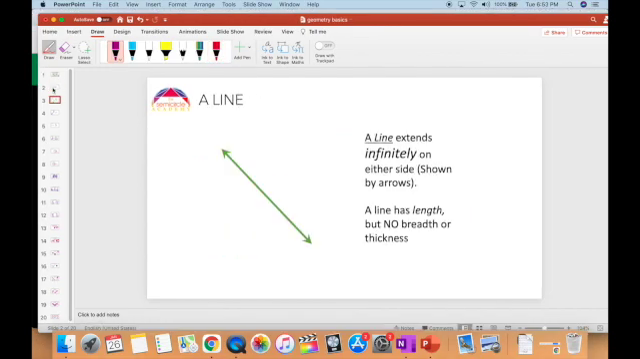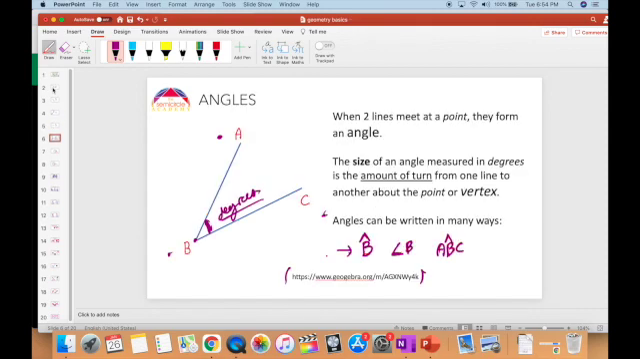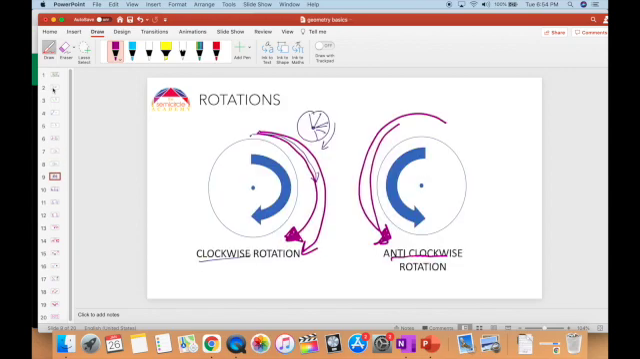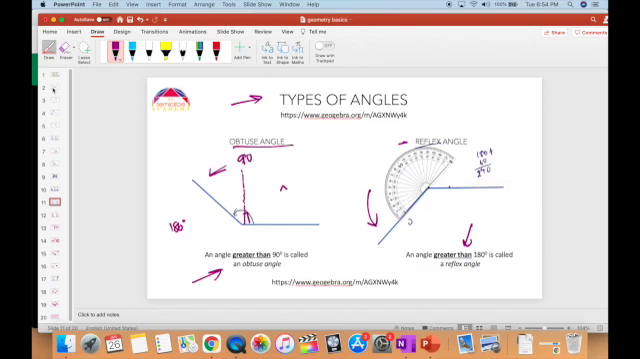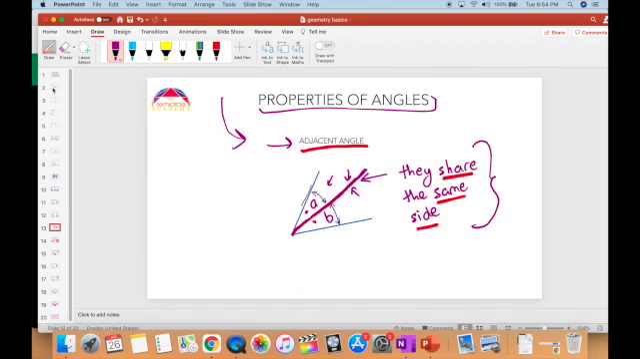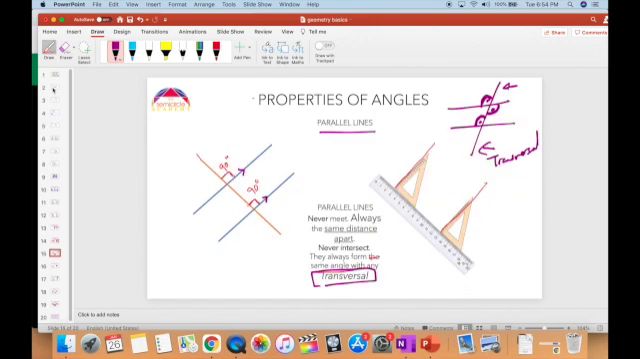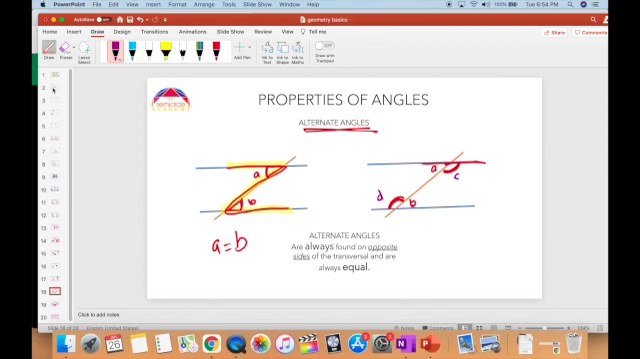So far we talked about a point, a line segment, a ray, angles, when they meet at a point, how to measure angles in degrees, a revolution, rotations, types of angles, the right angle, straight, acute, obtuse and reflex angles, complementary angles, supplementary angles, adjacent angles, vertically opposite angles, angles at a point, parallel lines, and we talked about transversals now, so the interior angles, corresponding angles, and alternate angles.